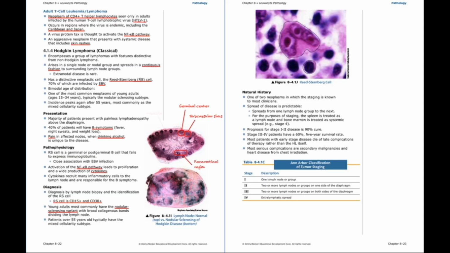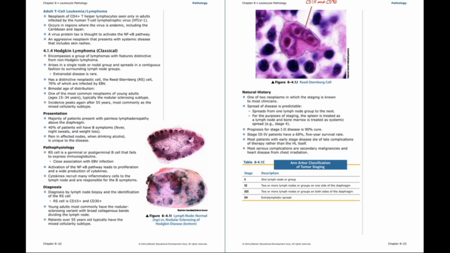Compare that to the lower image, in which we see effacement of the nodal architecture by broad fibrous bands, which divide the malignancy into nodes, so-called nodular sclerosing Hodgkin's disease. Figure 8-4.1J shows a characteristic Reed-Sternberg cell with its owl's eye nuclei, and confirmation would be made by staining for CD15 and CD30, which should be present in the cell.